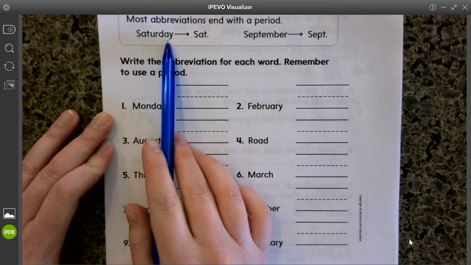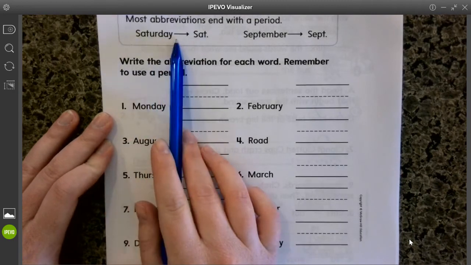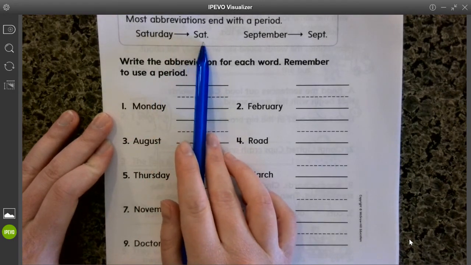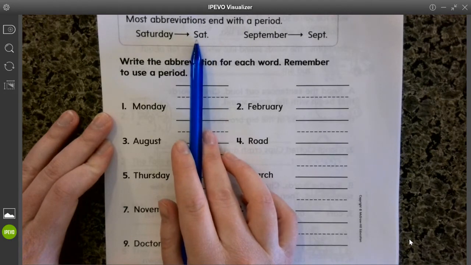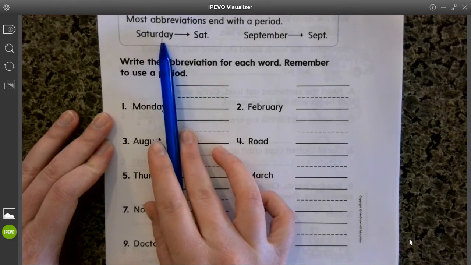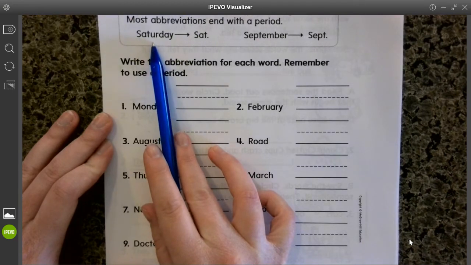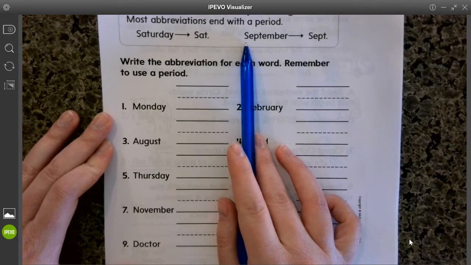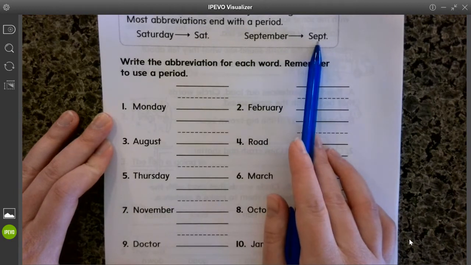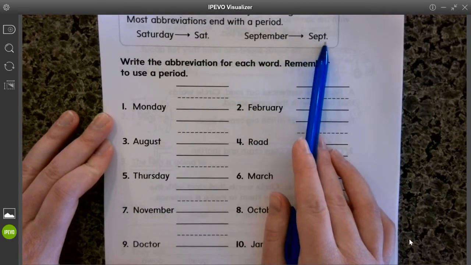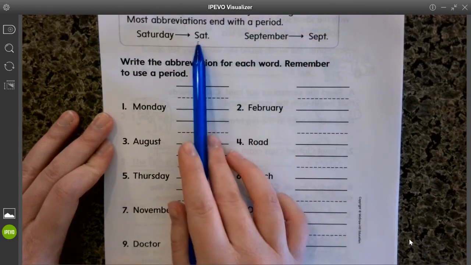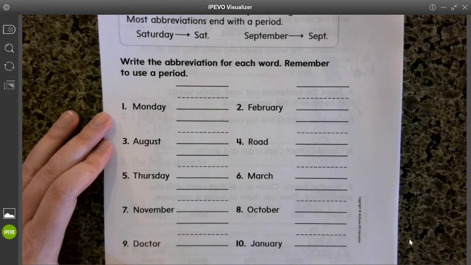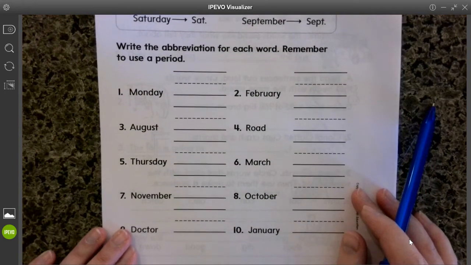Here we have the word Saturday, and notice it starts with a capital. And here they just wrote Sat, but put a period afterwards, and they kept the capital. Saturday gets a capital because it's the name of a day of the week. Over here we have the word September. Again, September is the name of a month, so it gets a capital. And when we abbreviate it, we keep that capital, but we stop after the T, Sept, and put a period. If you use either of these abbreviations, most people are going to know what you're talking about.